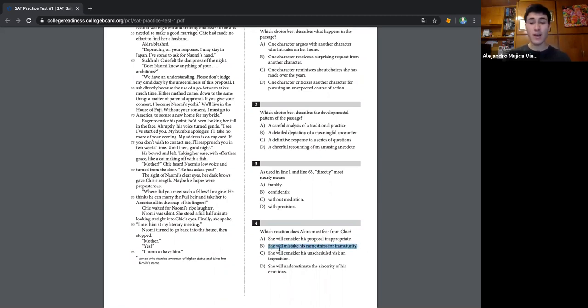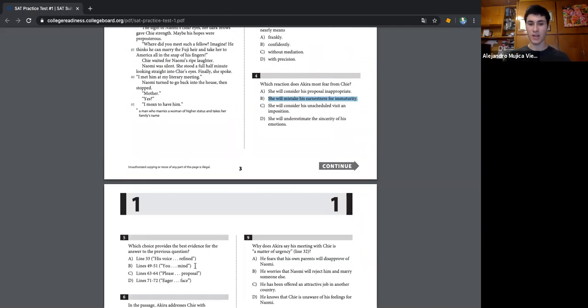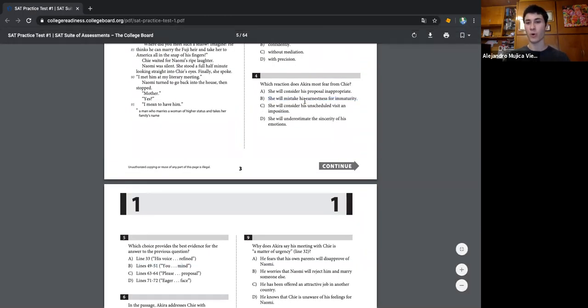It's confusing. However, we have to keep in mind that we're looking for Akira's fear, not Chie's. Here it is Chie that is thinking that Akira is immature, but Akira never thinks about that. At least we don't get that information in the text. So that's why this choice will be wrong and this evidence will be wrong, because we know that this evidence supports this choice.